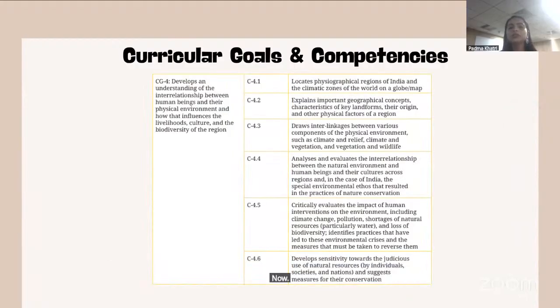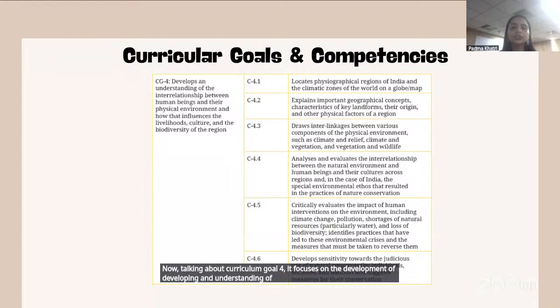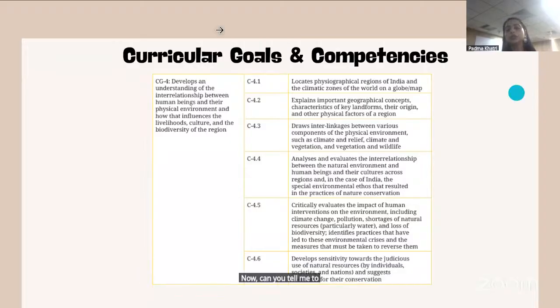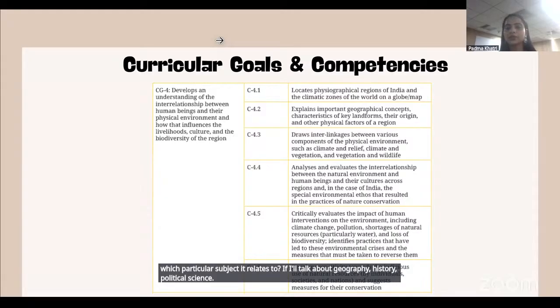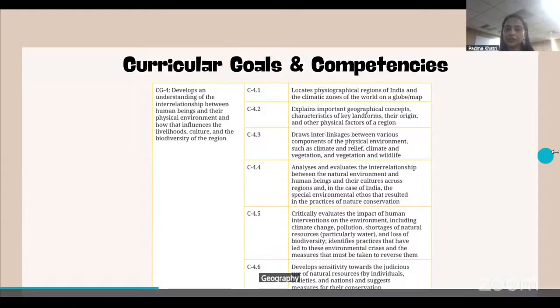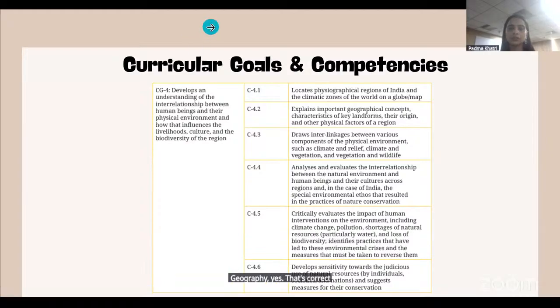Now, talking about curricular goal 4, it focuses on developing an understanding of the interrelationship between human beings and their physical environment and how that influences the livelihoods, culture, and the biodiversity of the region. Now, can you tell me to which particular discipline or subject it relates? Geography, history, political science, economics. Geography, yes, that's correct. So this particular curricular goal is focusing on geography, right?